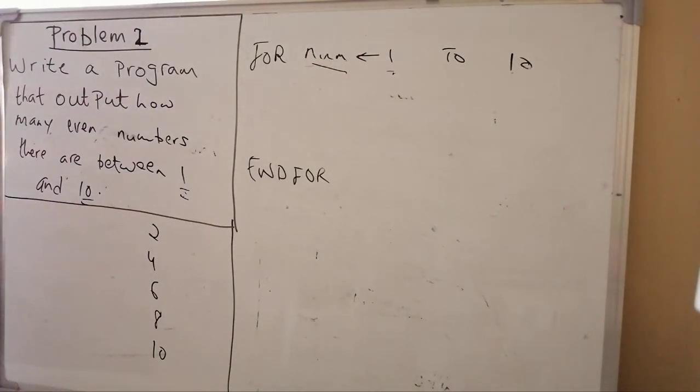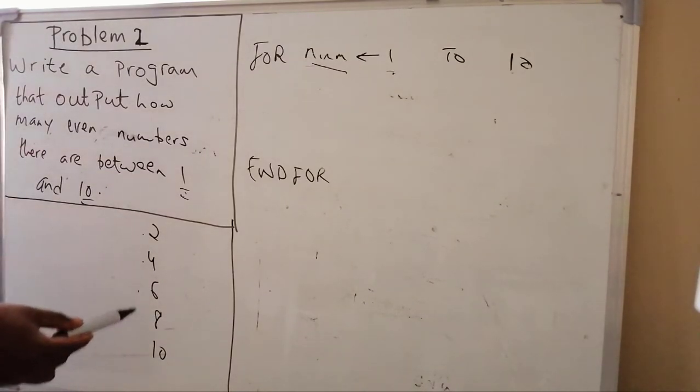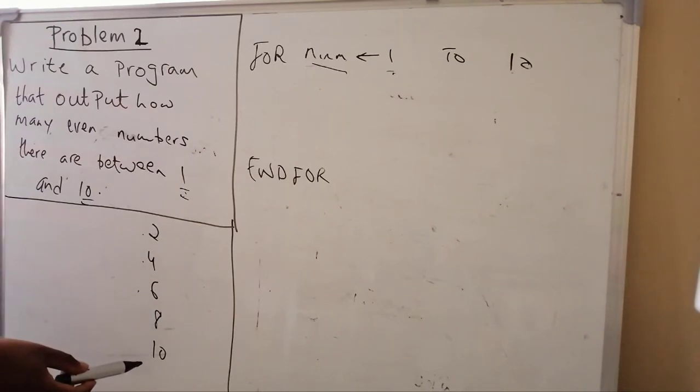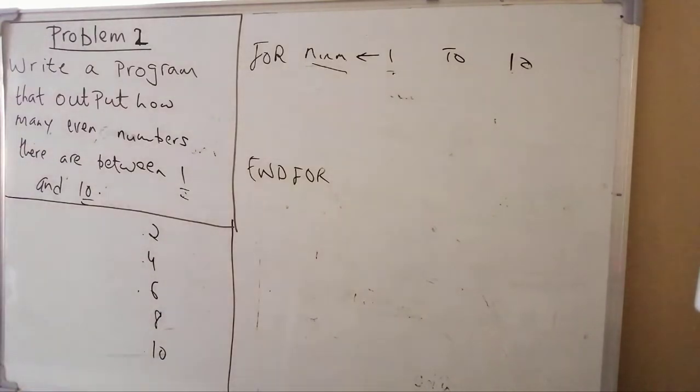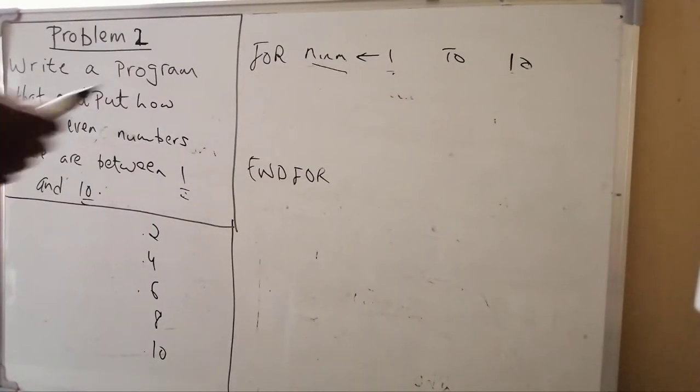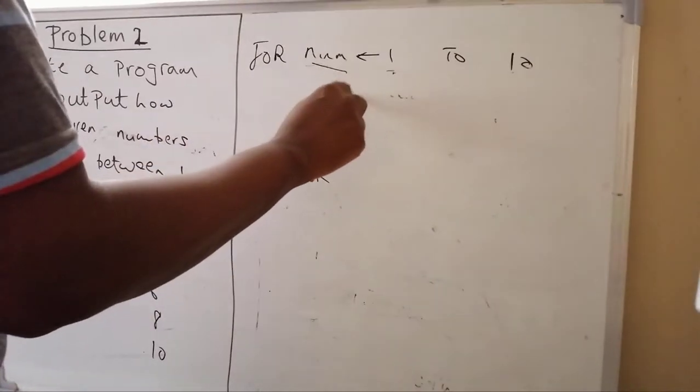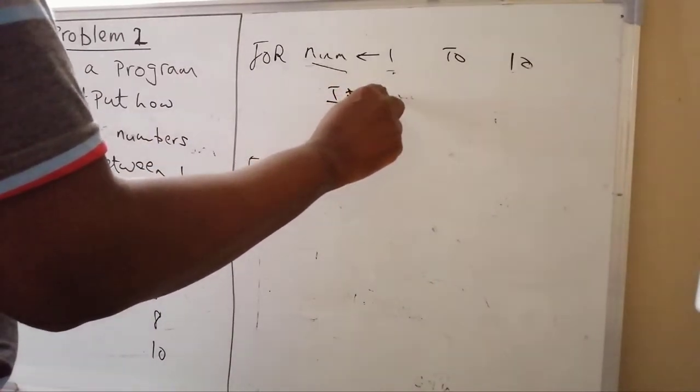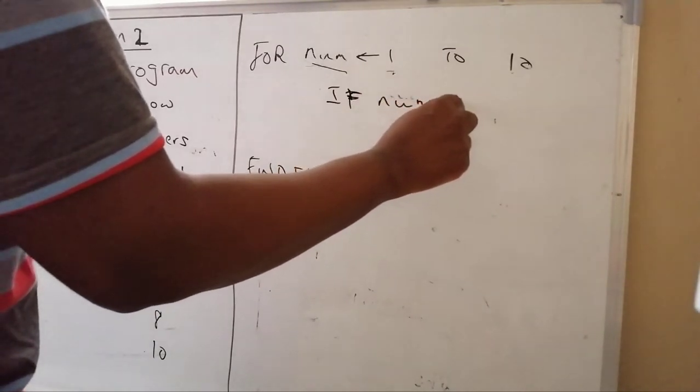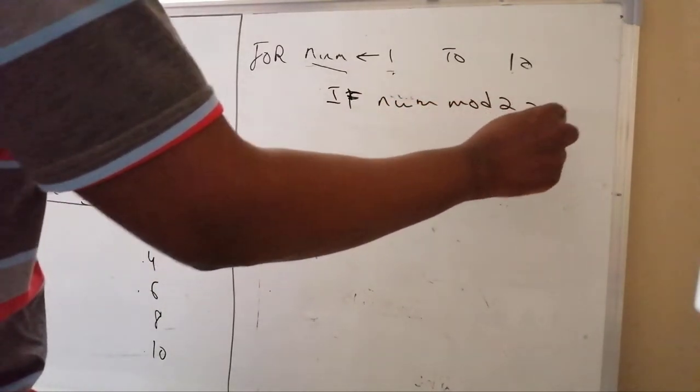Now in this particular problem, it's different to that of summing up. It's about counting. And when we're counting, we need to count: this is the first even number, second even number, third, fourth, and this one is fifth. So let's take a look at how you're going to carry out this problem. Again, I will need a for loop for that, from 1 to 10. And to test if they are even numbers or odd, we use the same principle, num mod 2 equal 0.